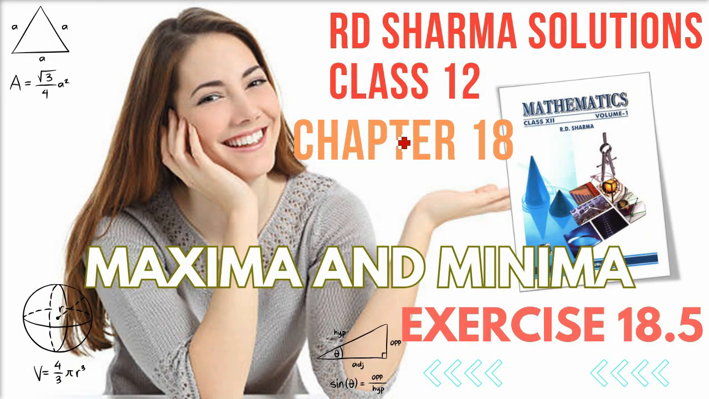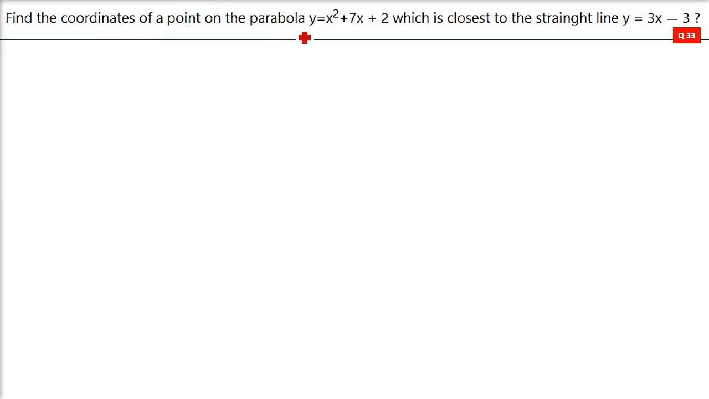This is R.D. Sharma Solution, Class 12. Chapter 18 we are taking Maxima and Minima. Exercise is 18.5. Find the coordinates of the point on the parabola, this is the parabola equation, which is closest to the straight line y equals 3x minus 3.